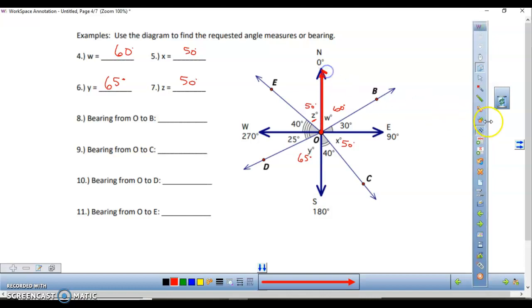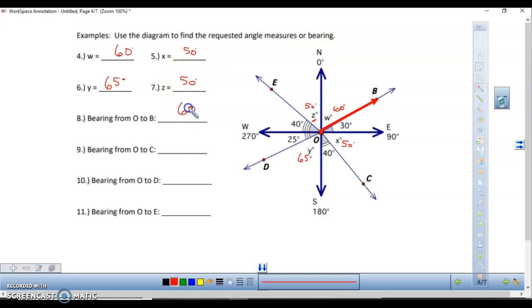Starting at 0 degrees, now let me rotate around and see how many degrees I need to rotate before I go from O to B. Right there is the bearing from O to B, and I have rotated around 60 degrees from 0. So that is on a bearing of 60 degrees.